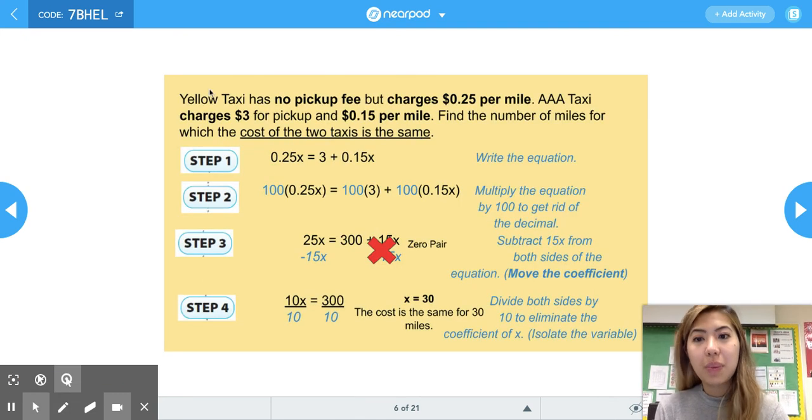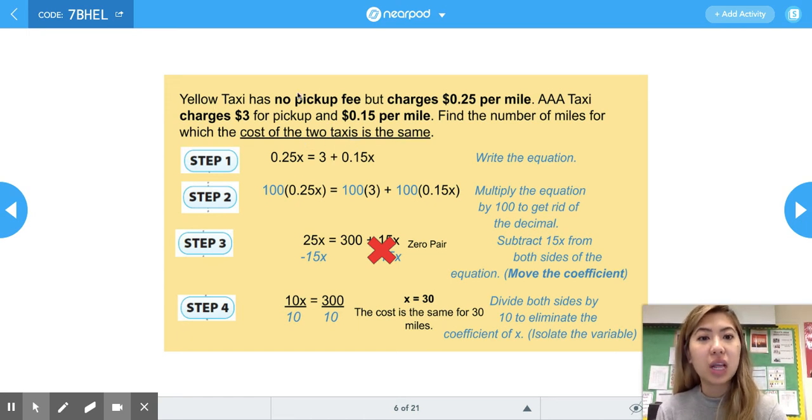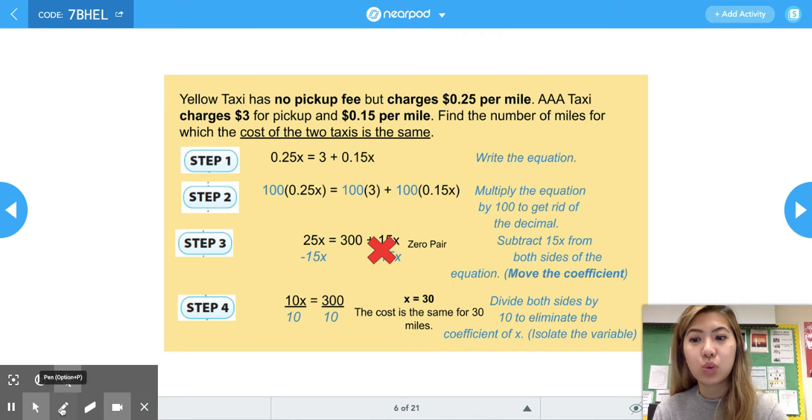So for this word problem, it says yellow taxi has no pickup fee but charges 25 cents per mile. AAA taxi charges $3 for pickup and 15 cents per mile. Find the number of miles for which the cost of the two taxis is the same. So we're going to start by writing equations for the yellow taxi and the AAA taxi. So the equation for the yellow taxi is 0.25 times x, or 25 cents times x.